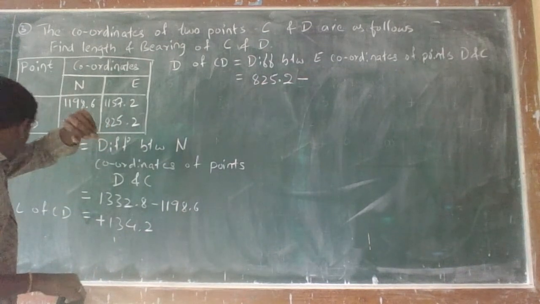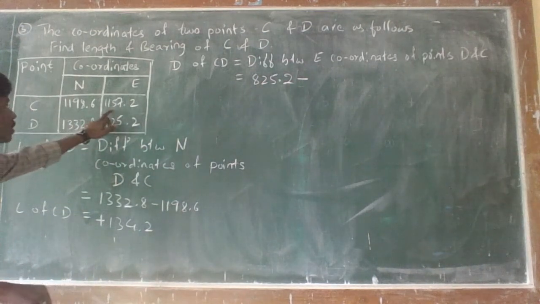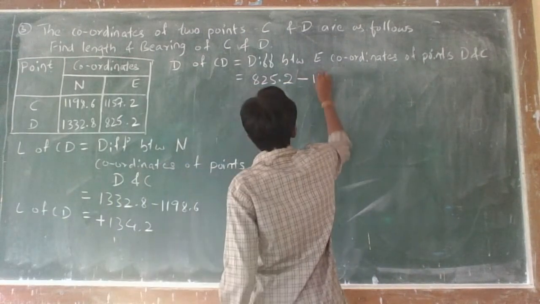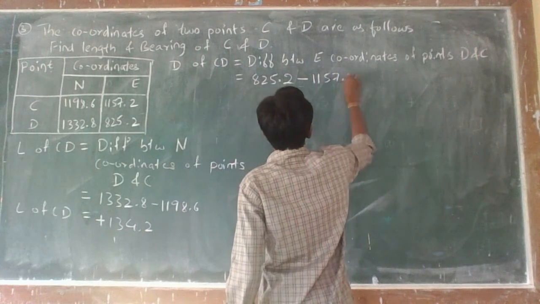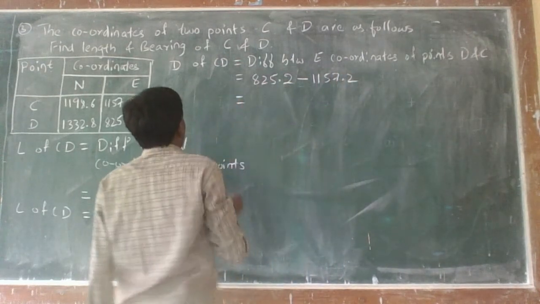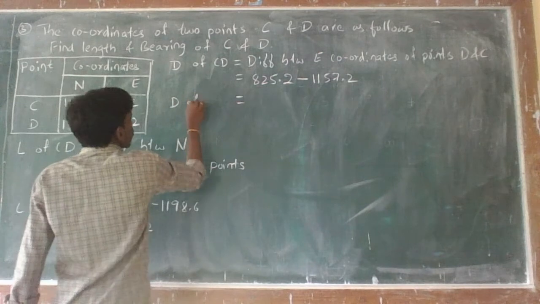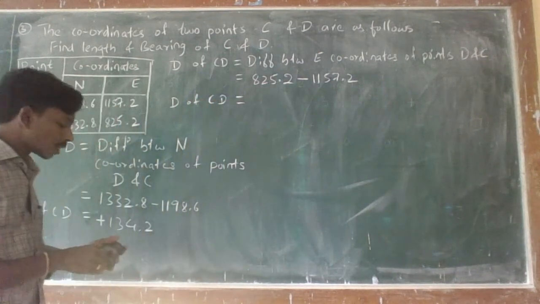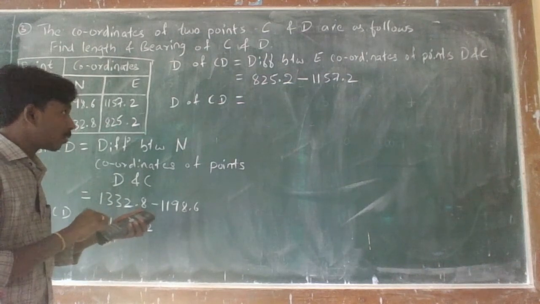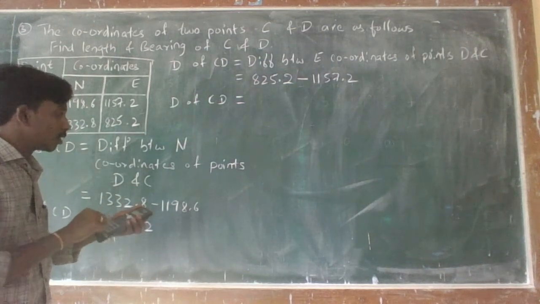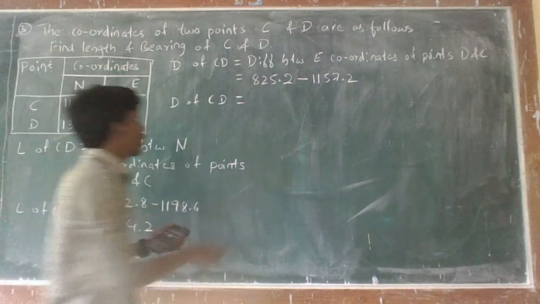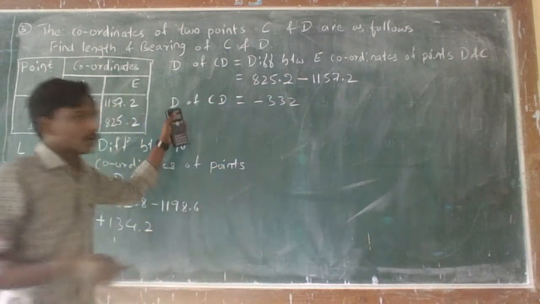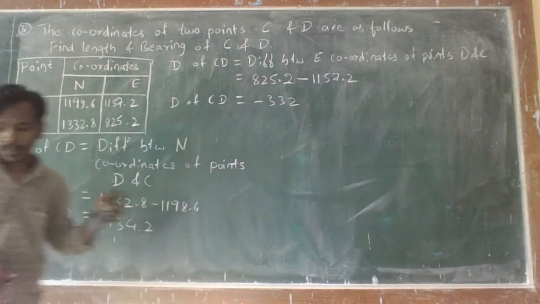Now the east coordinate of point C is 1157.2. So 1157.2, and this gives the answer, the departure of CD. Now departure of CD is equal to, calculate 825.2 minus 1157.2, and this gives the value minus 332.2. So this is the departure of the line CD.